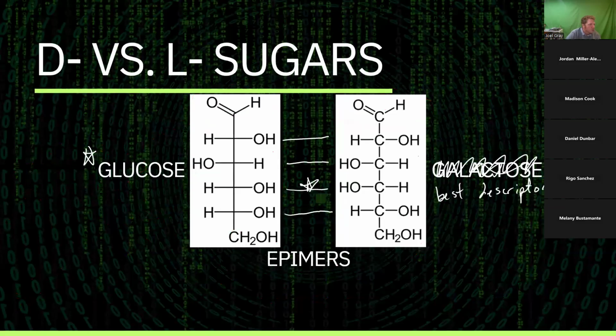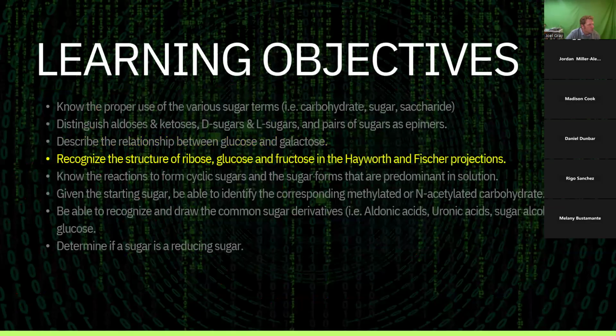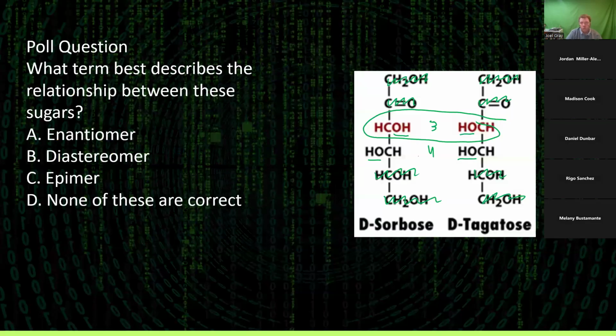Okay, great. So now I'm going to go back to here. We did that poll question. So the next skill that I want you to develop is to recognize structures. I want you to look at them in their linear form, which is what we've looked at here, but I want you to be able to convert that to a ring form.